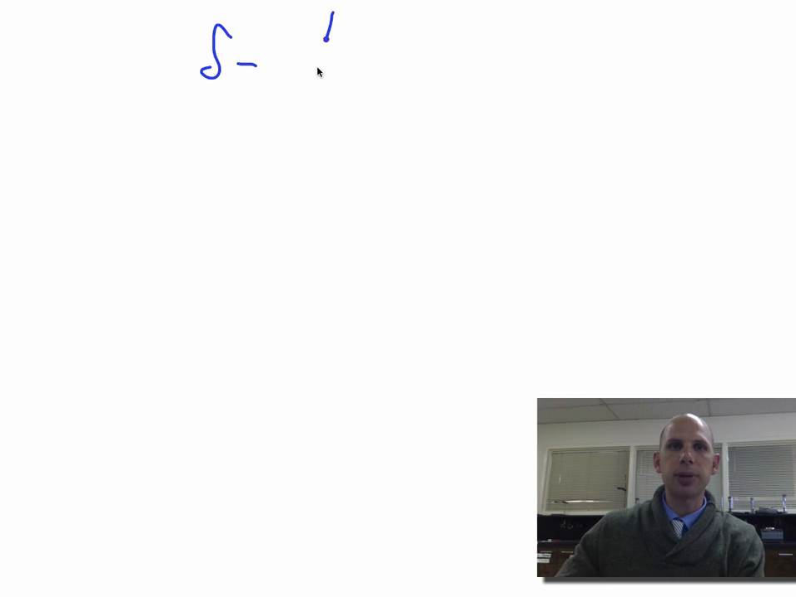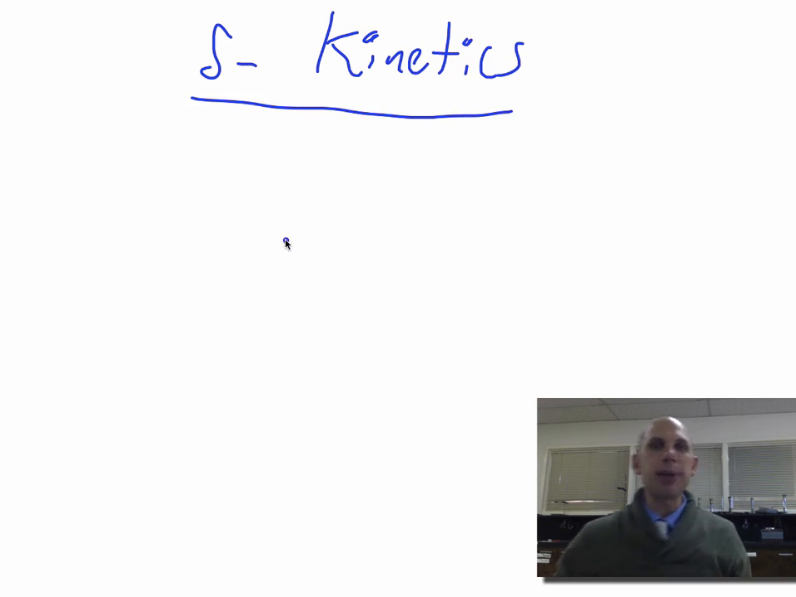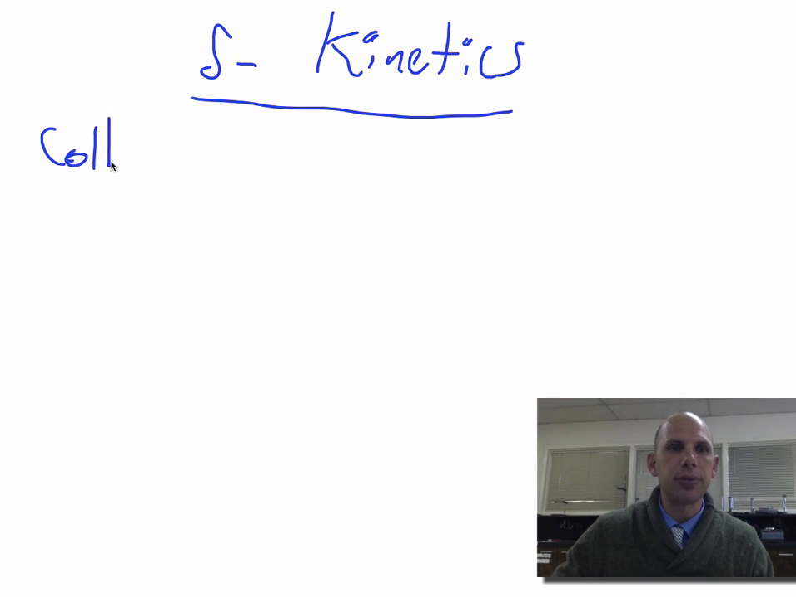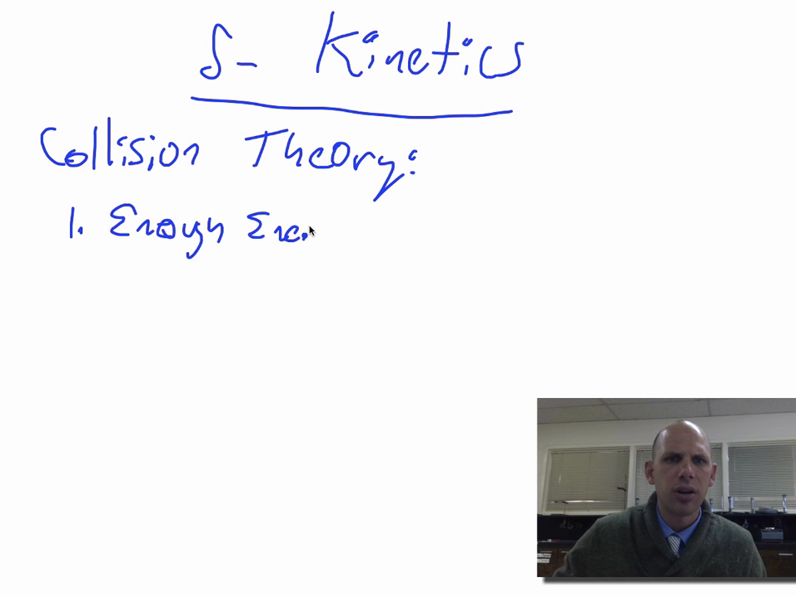For 5, we talked about chemical kinetics. So this is the rate or the speed at which reactions happen. And that's based on something called collision theory. So I encourage you to watch that goofy video I sent you. And collision theory says that for a reaction to happen, it needs to have enough energy. And we call that energy the activation energy.